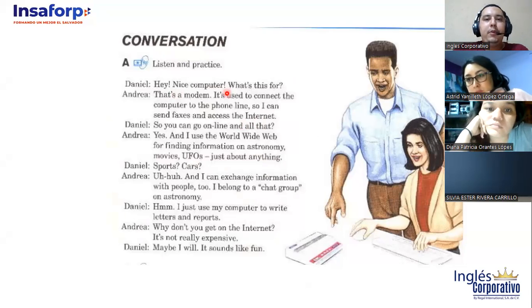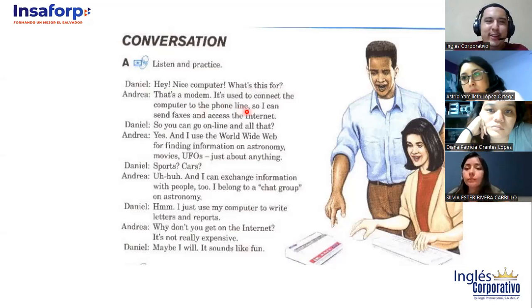Hey, nice computer. What is this for? That's a modem. It's used to connect the computer to the phone line.